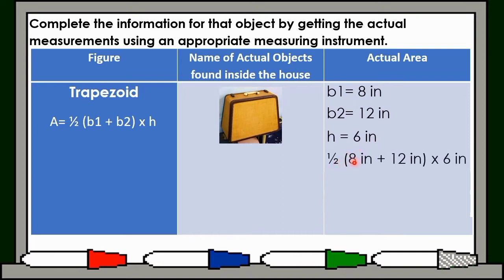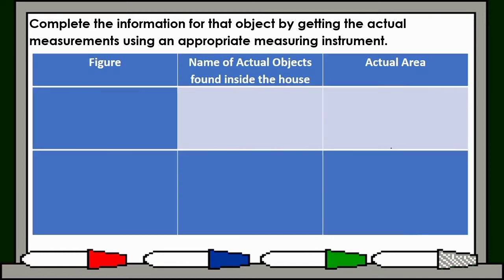1/2 (base 1, 8 inches plus base 2, 12 inches) times the height, 6 inches. So we have 1/2, then 8 plus 12 is 20 inches times the height of 6 inches. So 20 times 6 is 120 inches. And then 1/2 of 120 inches is 60 square inches.